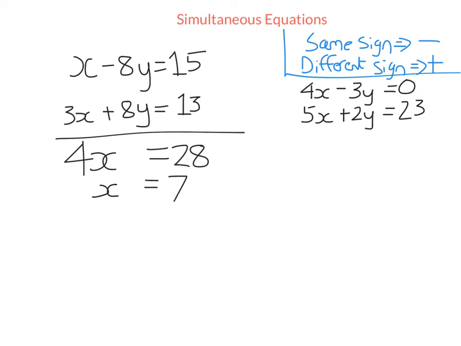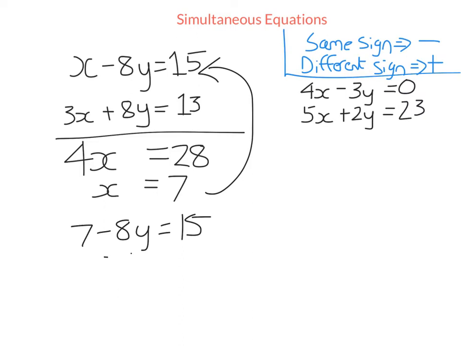Now I'm not done. When you're solving simultaneous equations, you need a value for x and a value for y. So to find the value for y, I'm going to substitute this into the first equation. So I've got x minus 8y equals 15. Subtract 7 from both sides.